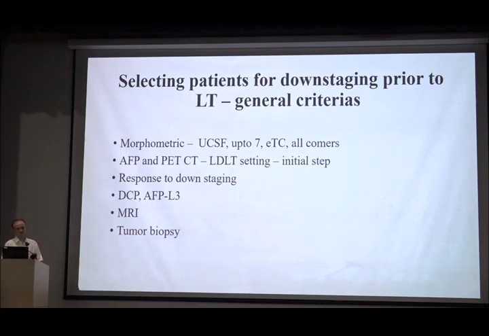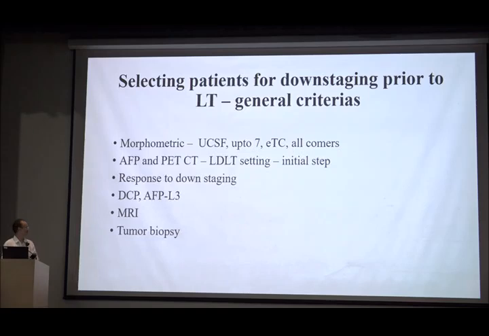Finally, the response to the downstaging. If the patient has a decrease in AFP and DCP, then it is a good response. But if it is again increasing, in certain studies it has been shown that an AFP increase of at least 15 nanogram per ml per month is a poor prognostic marker, and these patients are actually going to have a poor outcome after the transplantation.